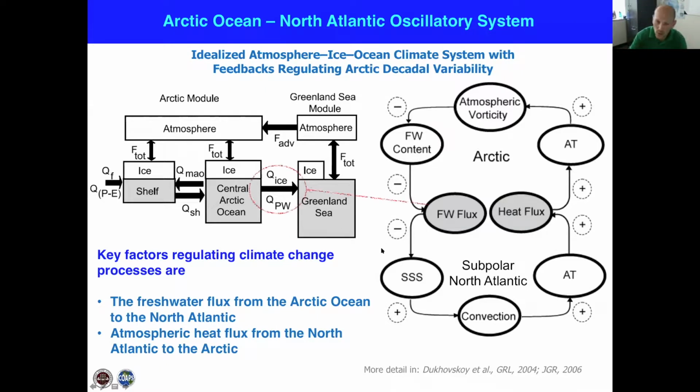The important feature is that in this mechanism, the Arctic climate variability was controlled by the freshwater flux from the Arctic Ocean to the subpolar North Atlantic, and by the meridional atmospheric heat flux from the North Atlantic to the Arctic Ocean. The intensity of these fluxes determined the climate state in the Arctic Ocean and the North Atlantic.